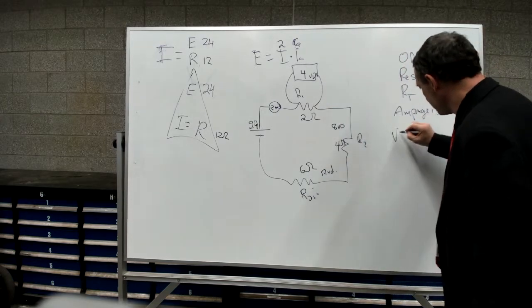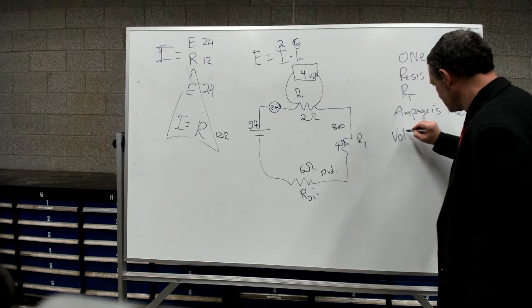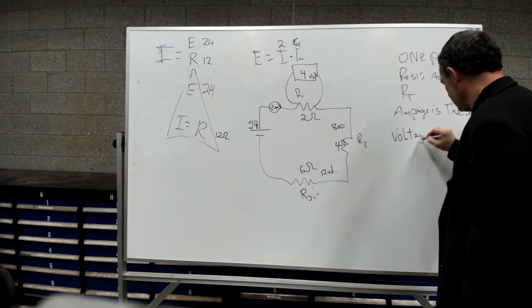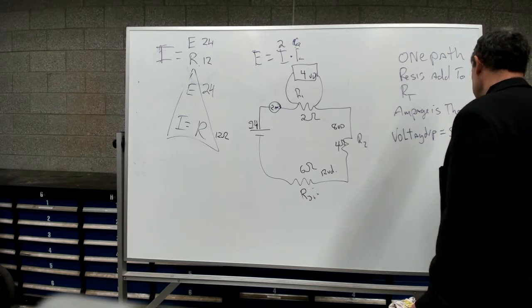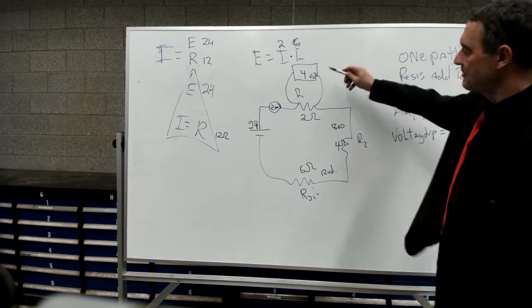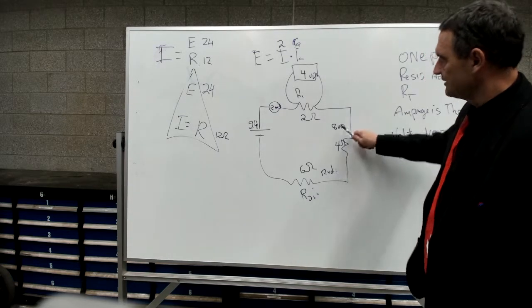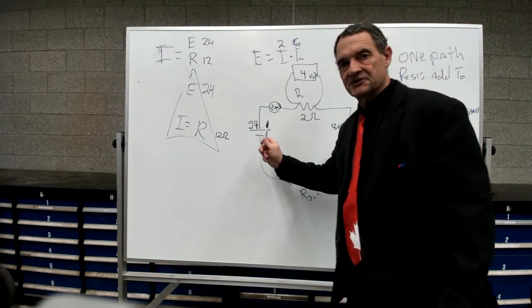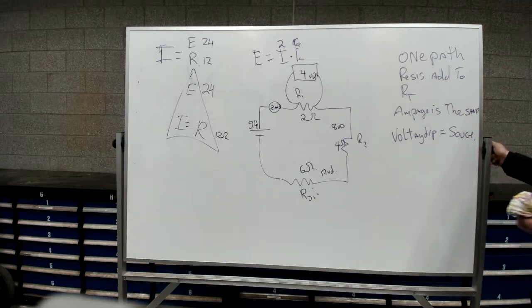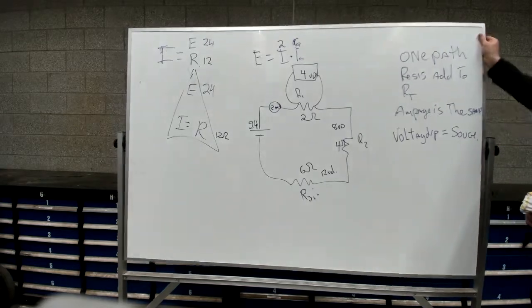So the voltage drop equals source. We add these up: we got 8, 12, and 8 is 20, and 24 volts is the source. Those are the rules for series circuits, and that's how you figure it out.